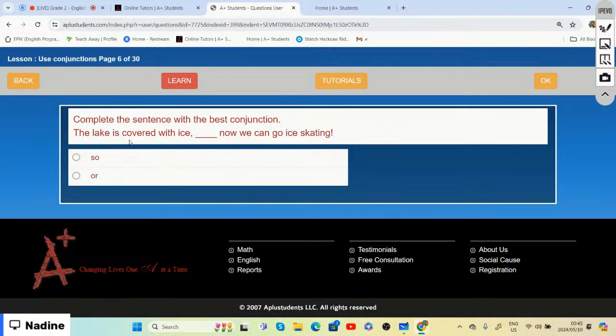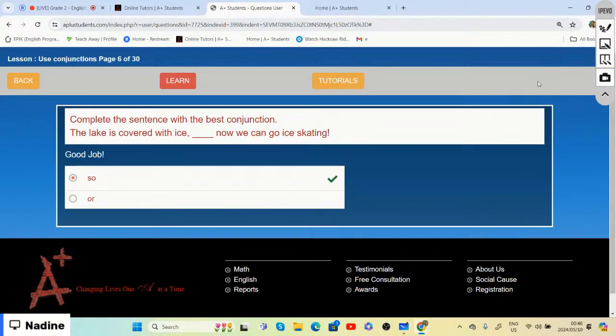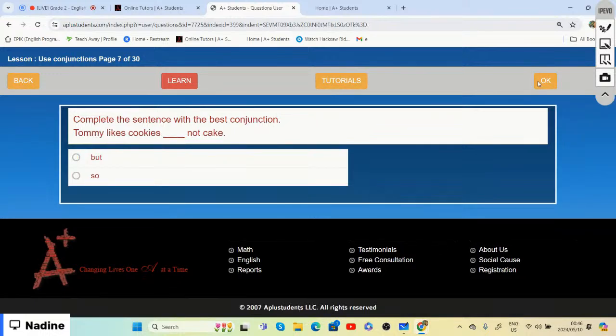All right. And if we choose the correct conjunction, then we will say something happened because of something else. So we'll say the lake is covered with ice, so now we can go ice skating. Great job, everyone. Well done.